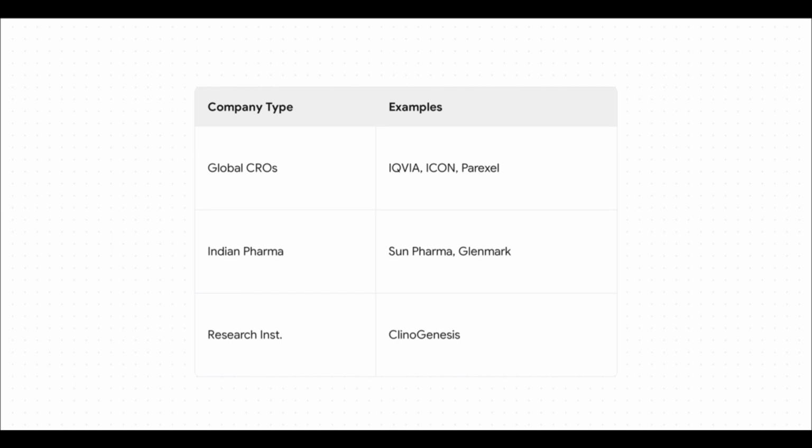Second, you can look at major Indian pharma companies driving global research. Think Sun Pharma, Glenmark, Meril, Astellas Pharma, or Pacific's Research. And finally, you have dedicated research institutes like Clinogenesis Research Institute or Biosphere Clinical Research. These are the environments where the rigorous day-to-day work of bringing new treatments to the world actually happens. And let me tell you, they are constantly on the lookout for organized, dedicated professionals.